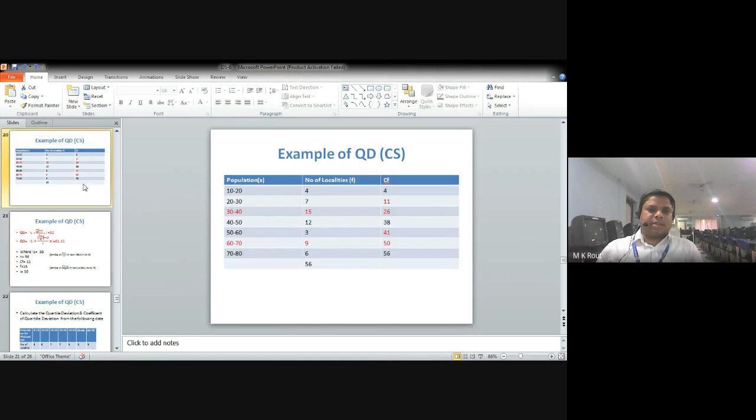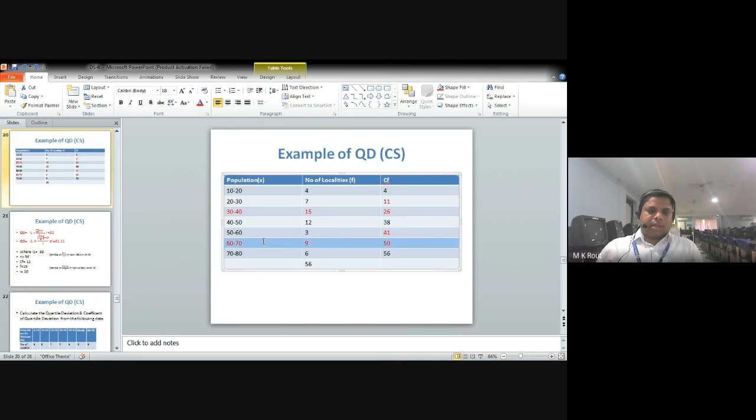The 42.75 lies between 40 to 50. That means this row is chosen here. The lower limit is given as 60 to 70. That's why the L1 value is 60, the f value is 9, and the preceding value of cumulative frequency is 41. And here, between 60 to 70, the common factor is i, or i equals 10.